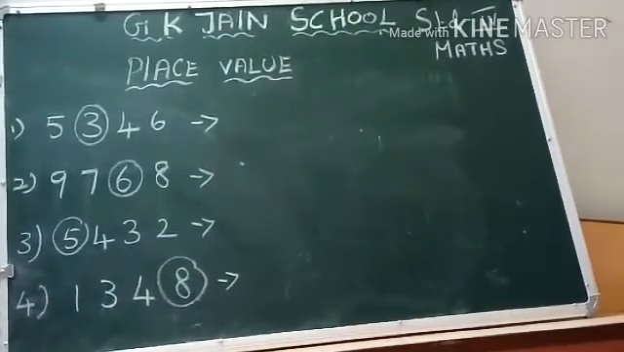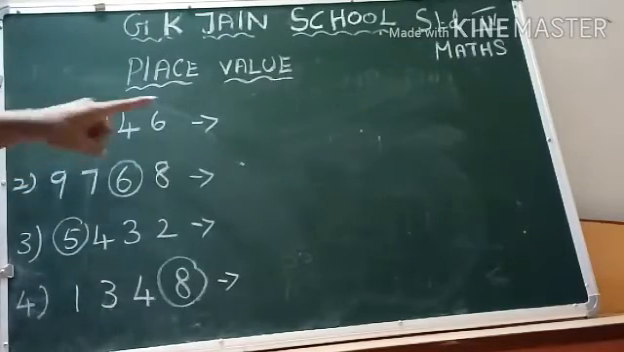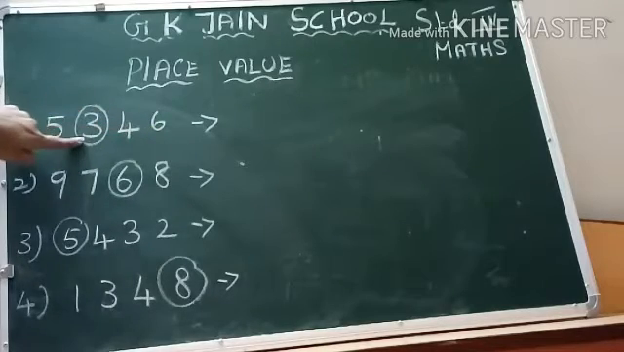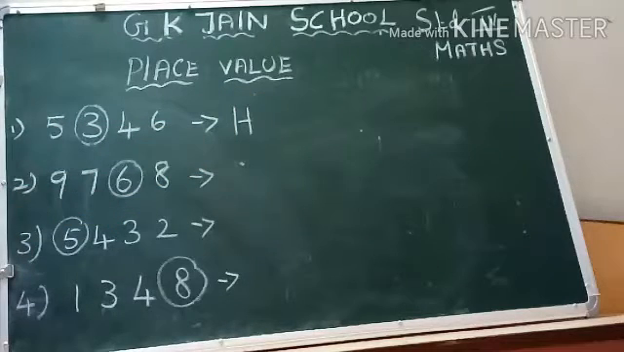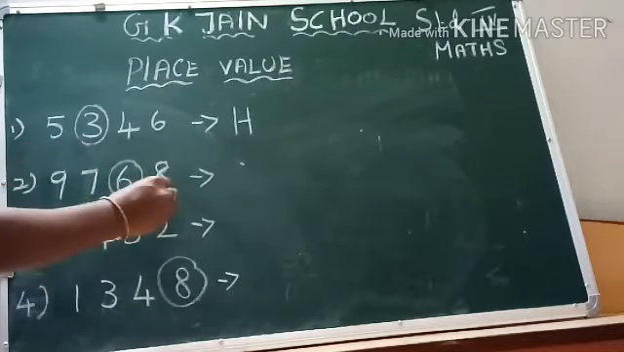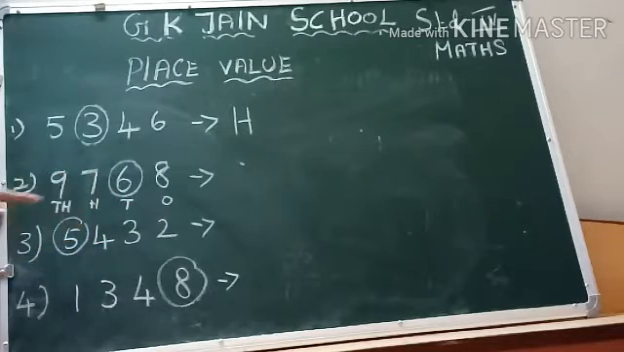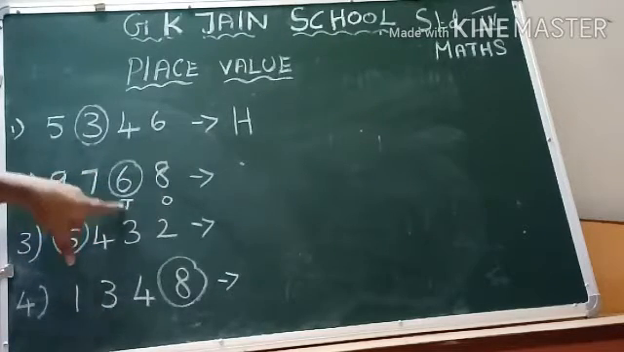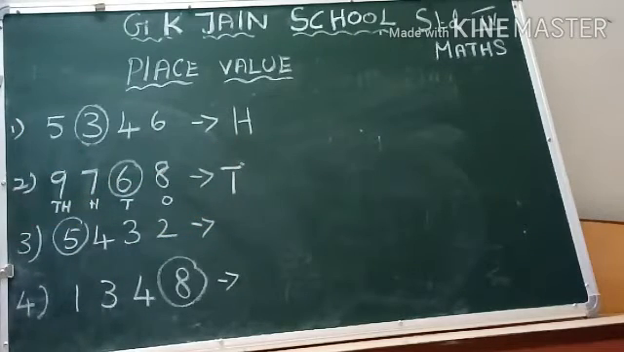So students, I give some more examples here. So now we are going to identify the place value. Look at the first example, 3. So what is the place value of 3? Ones, tens, 100. So 3 place value is 100. That means 300. What is the place value of 6? Ones, tens, 100, 1000. Right. So 6 place value is tens. So how many tens? 6 tens.